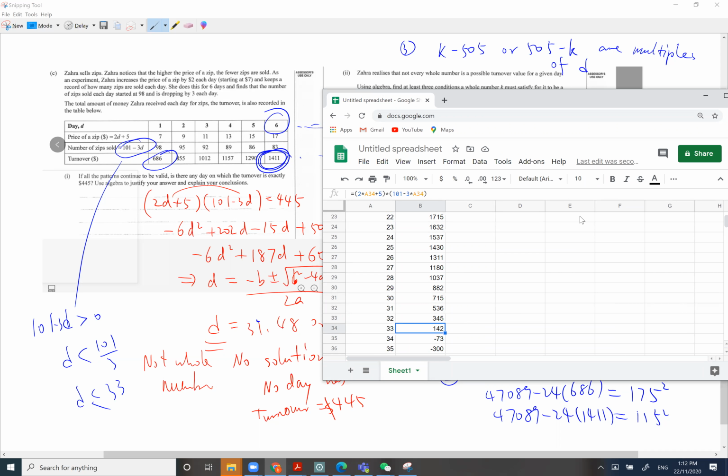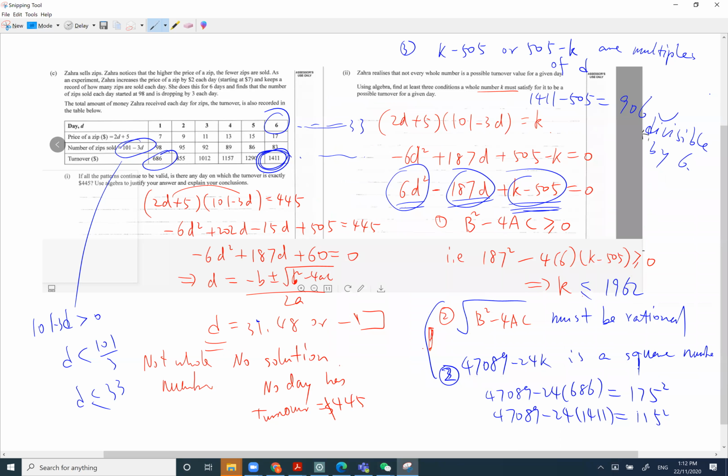So K actually gets more strict. Only those values can satisfy the equation. There are only 33 possible values in this question that satisfy the condition.